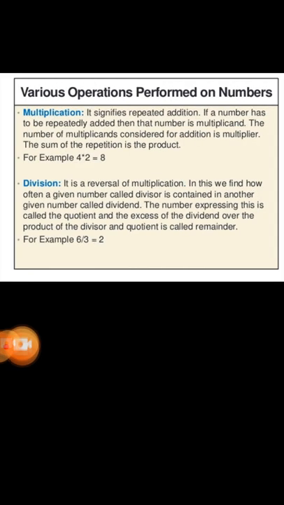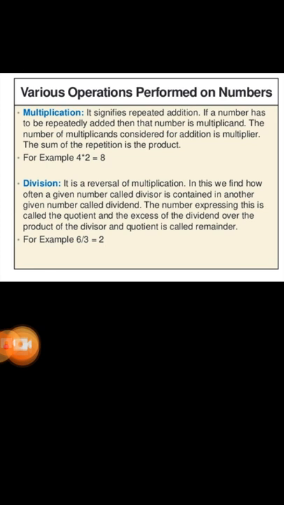Next, we discuss multiplication. It signifies repeated addition. If a number has to be repeatedly added, then that number is the multiplicand. The number of times the multiplicand is considered for addition is the multiplier. The sum of the repetition is the product. For example, 4 multiplied by 2 is equal to 8.